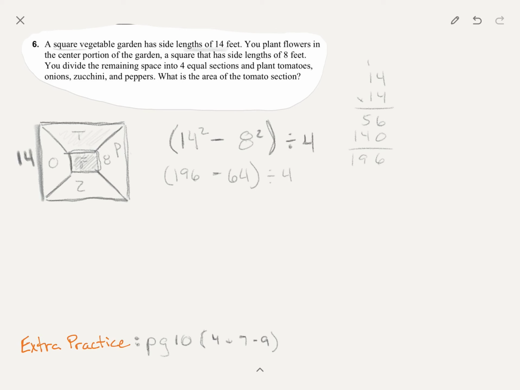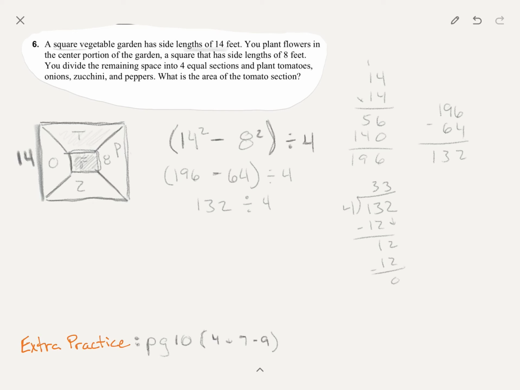Then I'm going to go 196 minus 64 and get 132. And I have to bring the 4 down. And so my last step is to divide. 132 divided by 4. 4 goes into 13 3 times. That's 12. Subtract. We get 1 left over. Bring the 2 down. 4 goes into 12 3 times again. It's 12, and we have nothing left over.